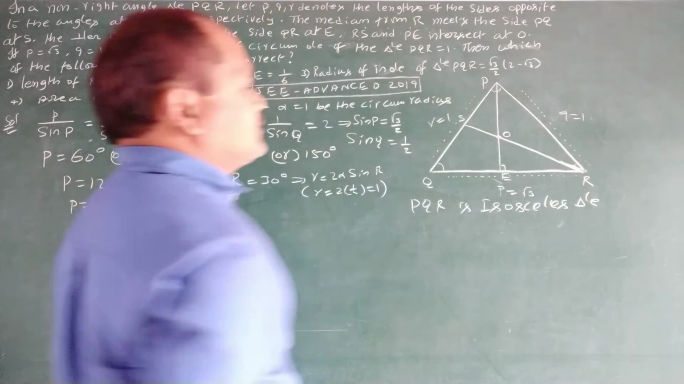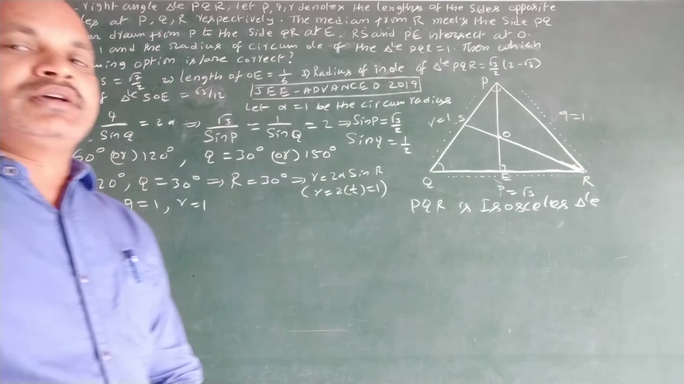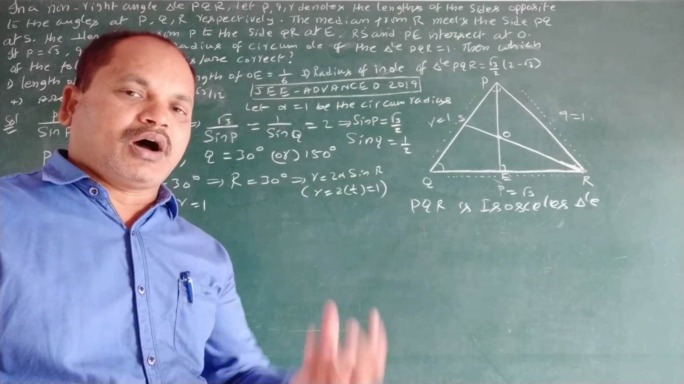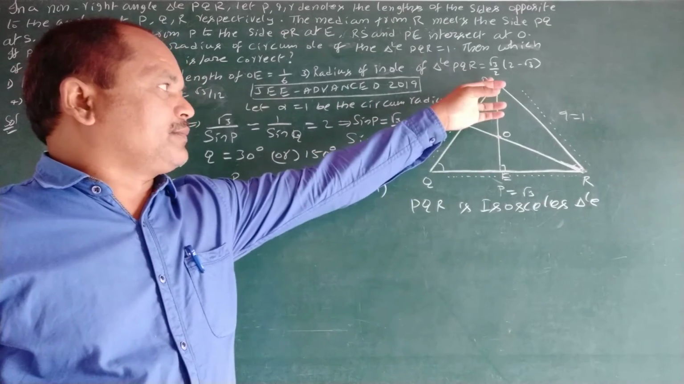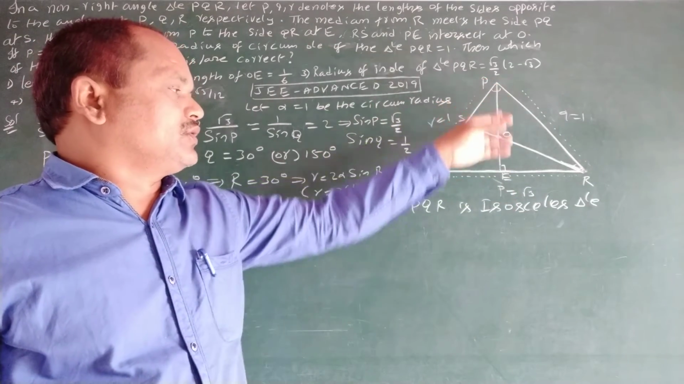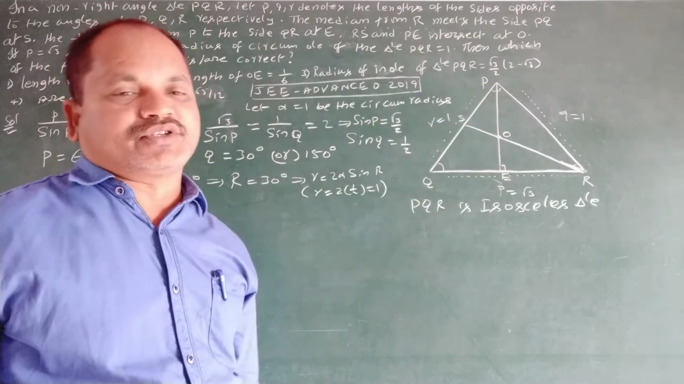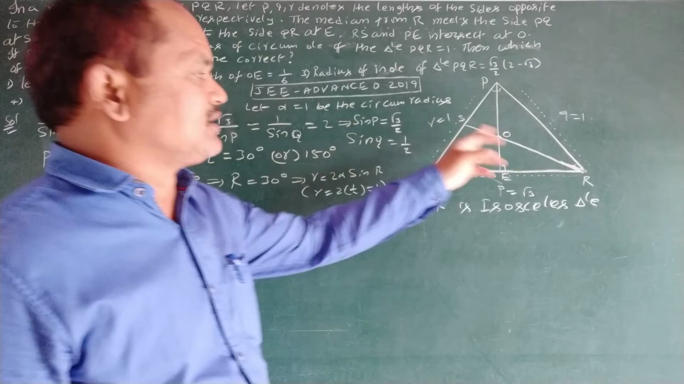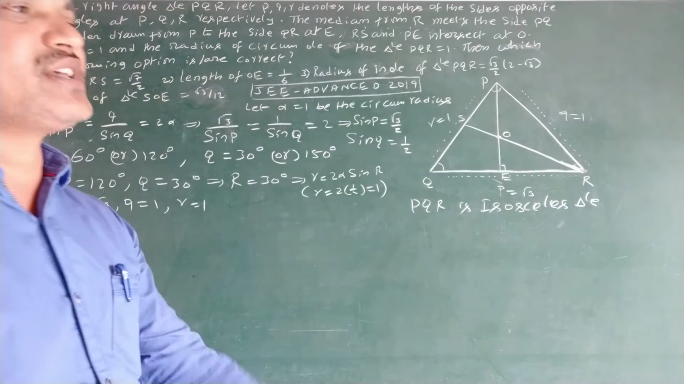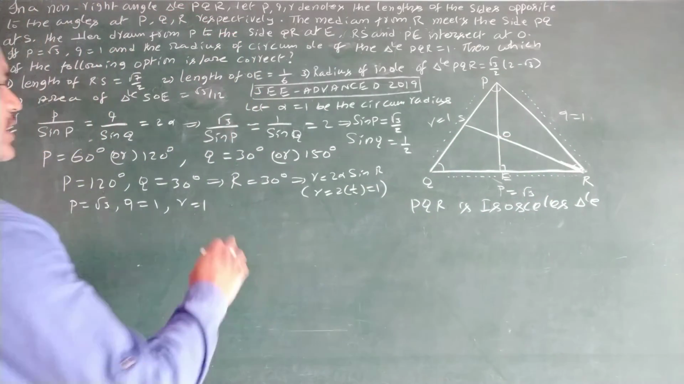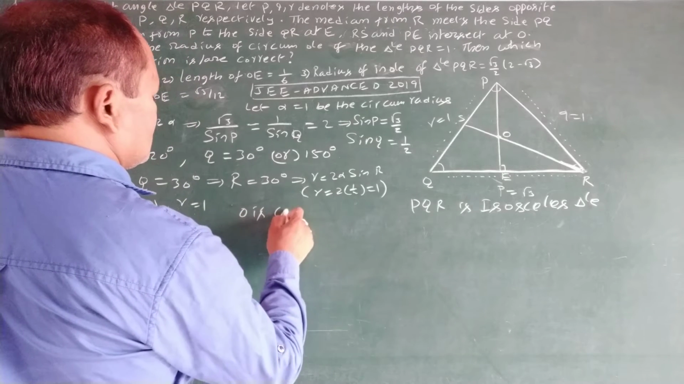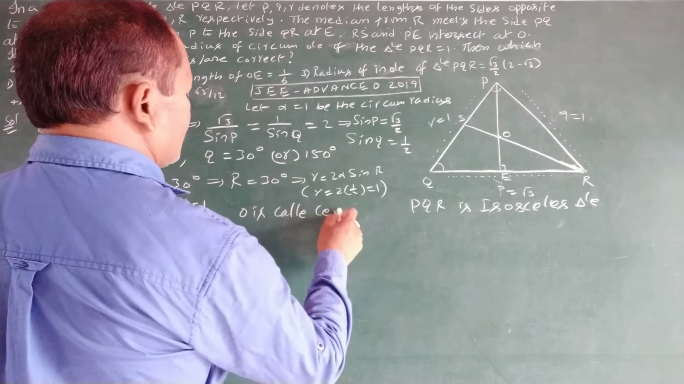Isosceles triangle. That's why in an isosceles triangle, the height, or the perpendicular drawn from P to the opposite side, is nothing but the median. Since this is the median, O is the centroid. That's why O is called the centroid.